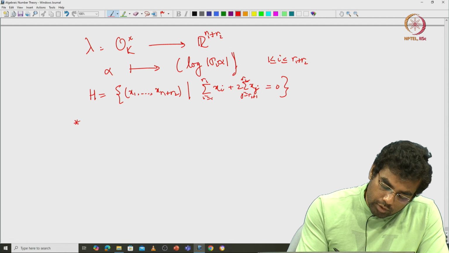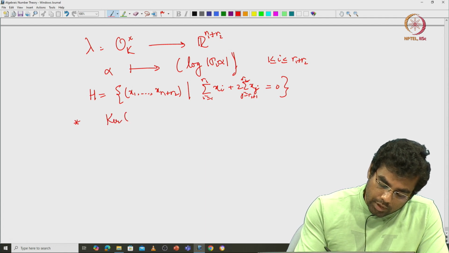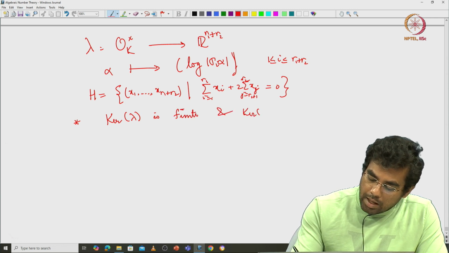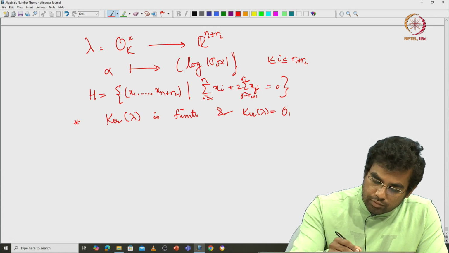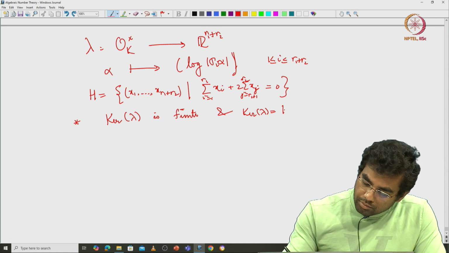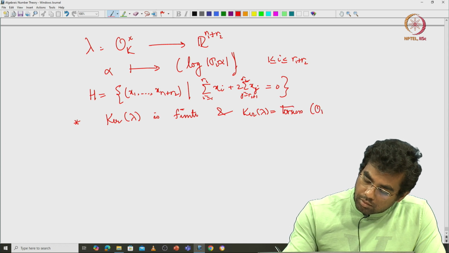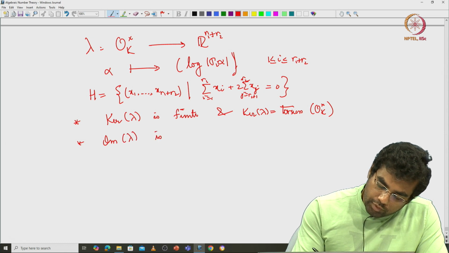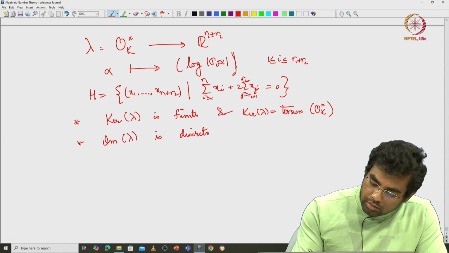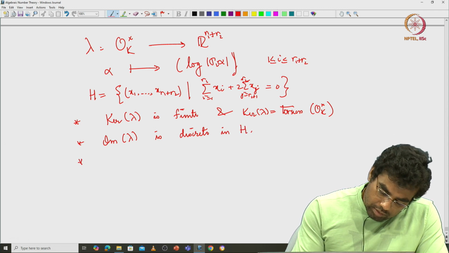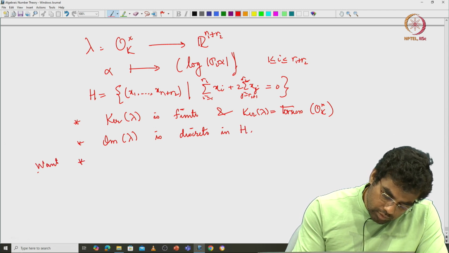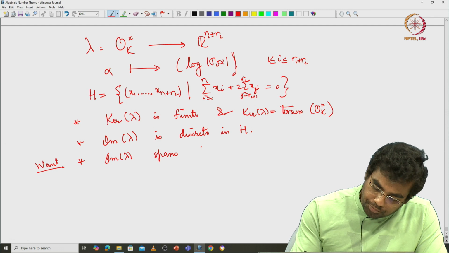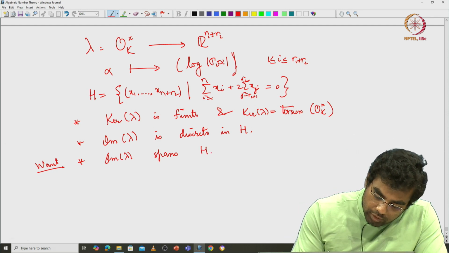And we proved the following things. We proved that the kernel of lambda is finite, and hence the kernel of lambda is the torsion of O_K cross. And then we proved that the image of lambda is discrete in H. And lastly, we want to prove today that the image of lambda spans H. And to do that, we did the following.